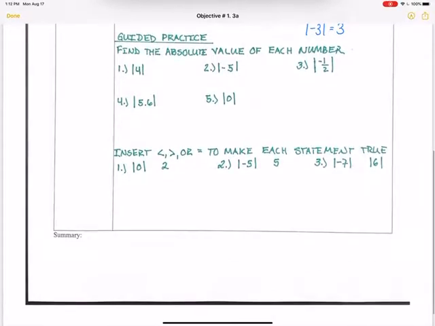So what we're going to do is look at finding the absolute values of numbers. Before we get into that, though, the absolute value will always be a positive number. So whatever you see inside the absolute value symbols, know that your outcome is going to be positive.